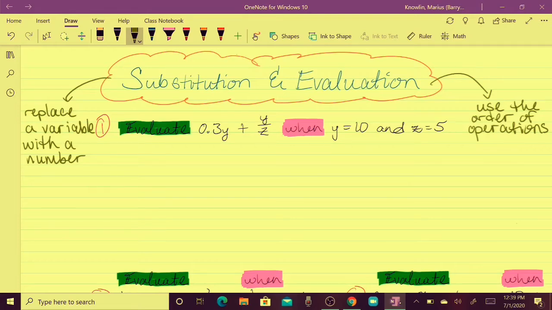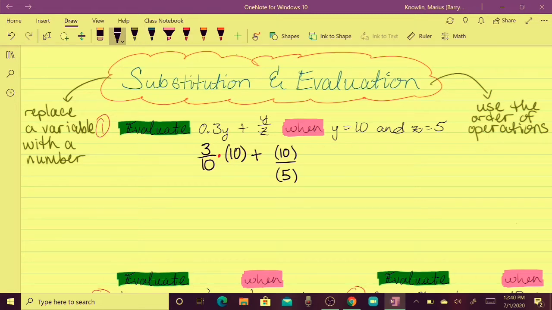Number one reads: evaluate 0 3/10 times y plus y divided by z when y equals 10 and z equals 5. You heard me say 0 3/10, which I can change to 3/10. And 3/10 times y, being 10, because I'm going to replace the variable y with the number 10, plus, once again, some more replacement. When you replace a variable with a number in math, it's a good habit to use parentheses. So that's going to be 10, and that's going to be 5 here.